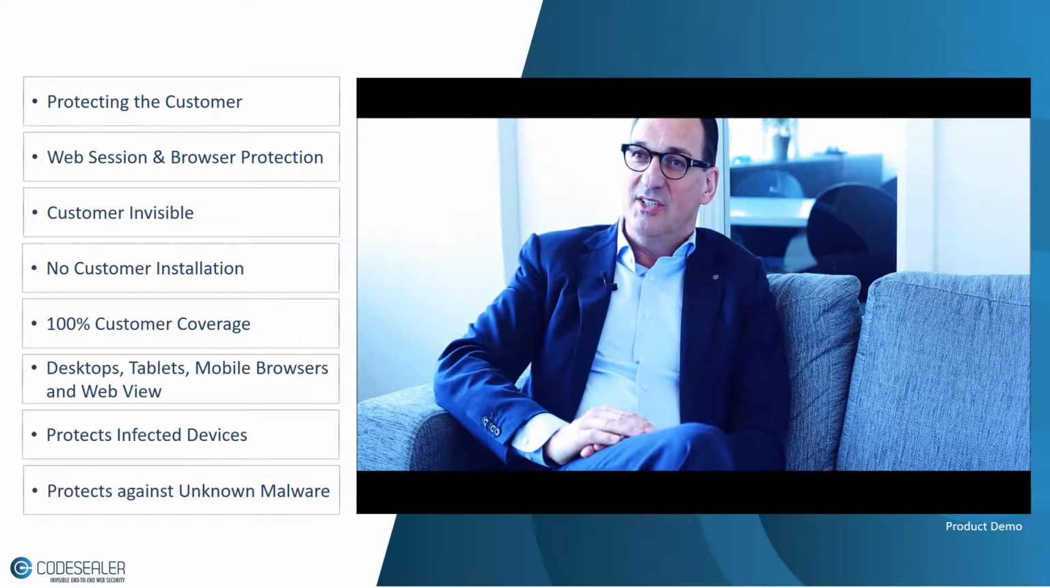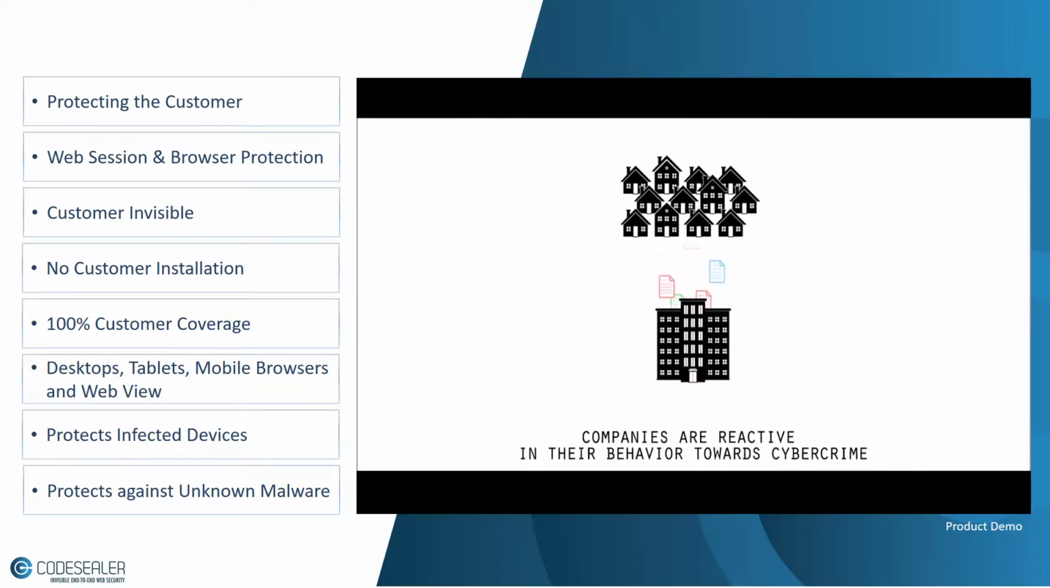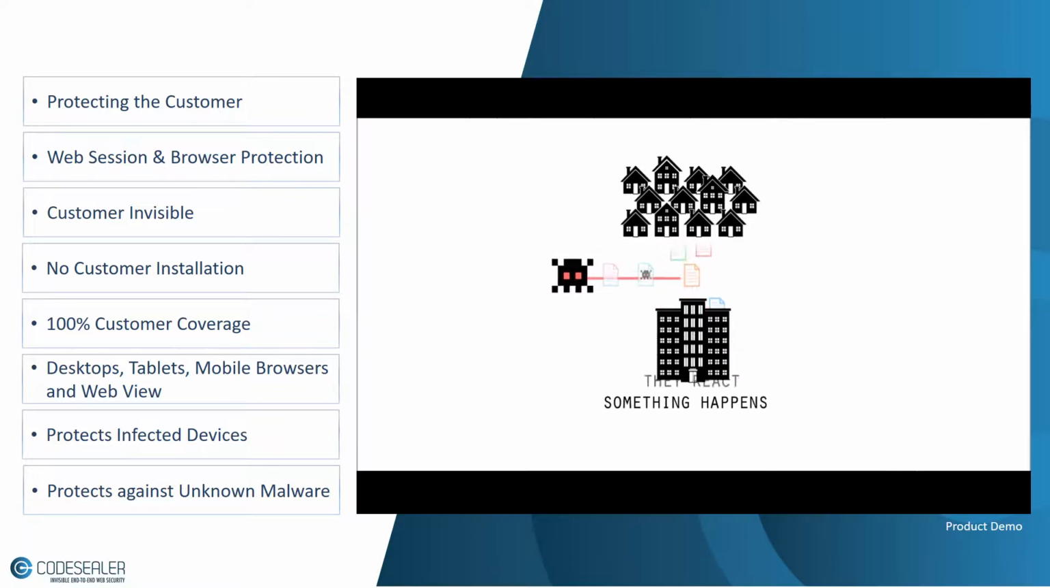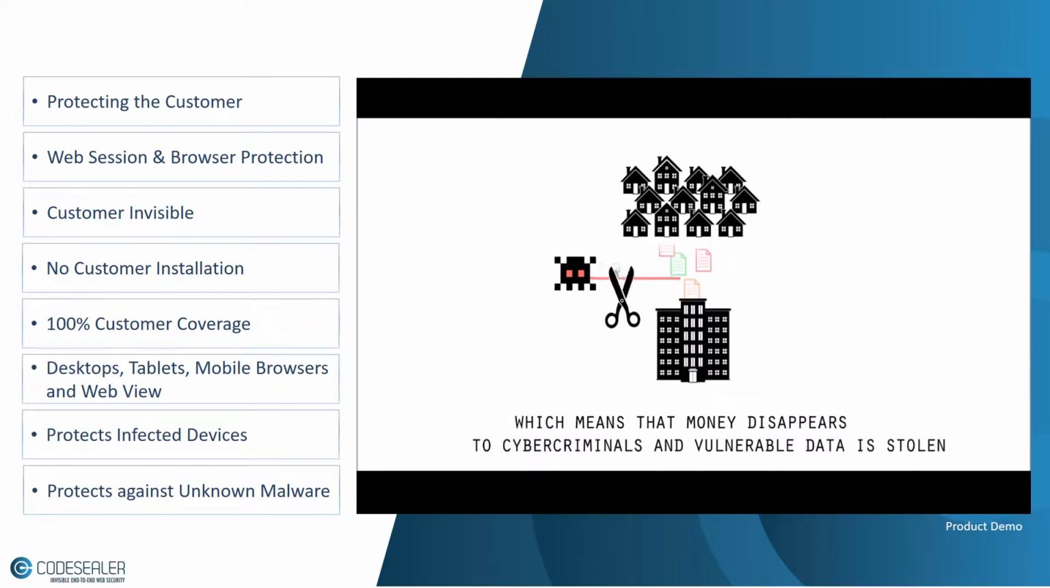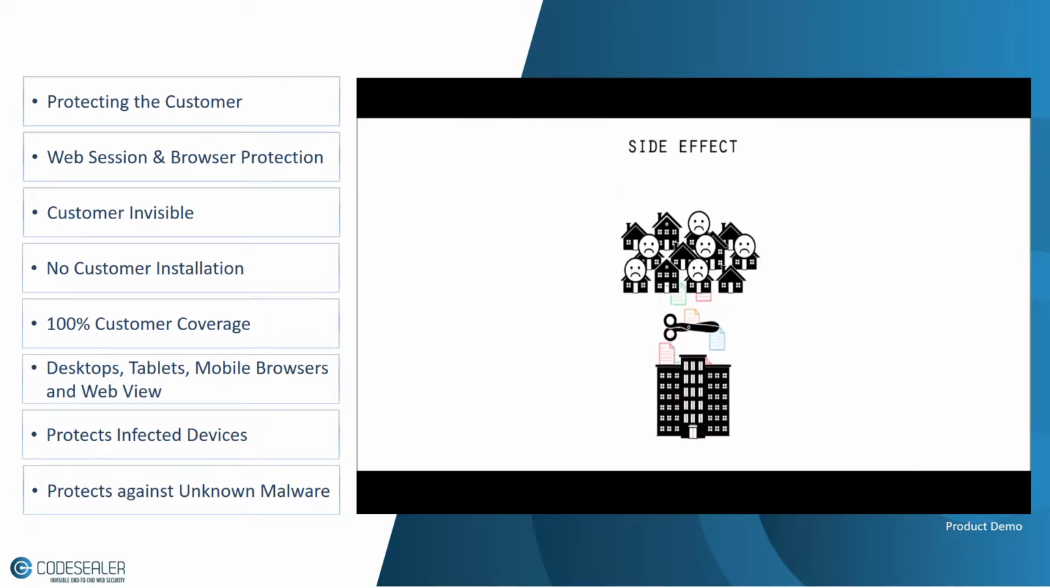One of the challenges is that companies have to comply to the new EU data protection regulations. What we see on the other hand is that many companies are reactive in their behavior towards cybercrime. Something happens and they react, which means that money disappears to cybercriminals and that vulnerable data is being stolen. This has an unfortunate side effect, a lack of customer trust, and this is completely opposite to what companies want nowadays.